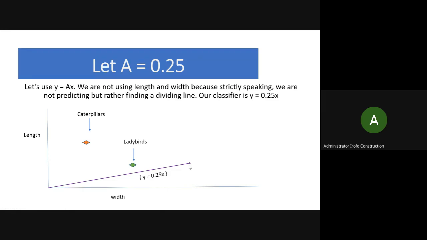But one thing you should know is that the line we're having here doesn't separate the two. It doesn't separate these caterpillars and ladybirds at all. It's below them. You can see that the value for A is not good at all. It's not good to separate these two.